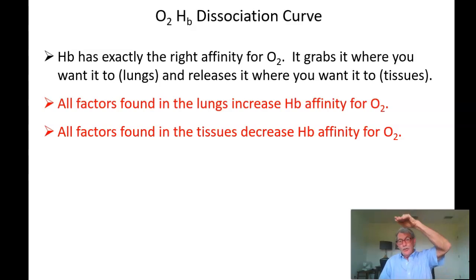Under what conditions does it stick, and under what conditions does it let go? So the factors you find in the lungs increase the affinity of oxygen for hemoglobin so that it sticks really well. And the factors we find in the tissues decrease that affinity so it lets go. Affinity means I want it. So if you increase it at the lungs, you grab it. You decrease affinity in the tissues, you let go.